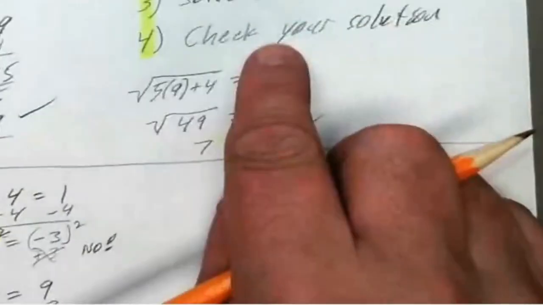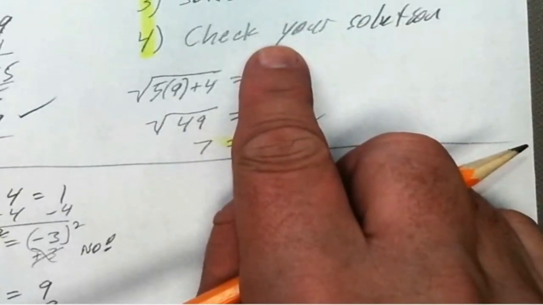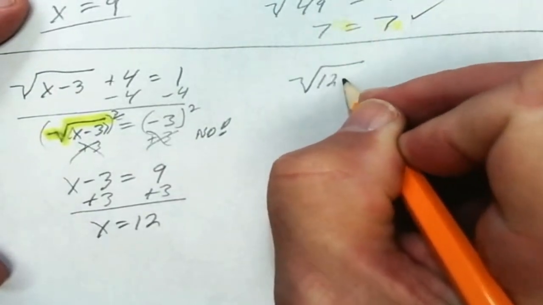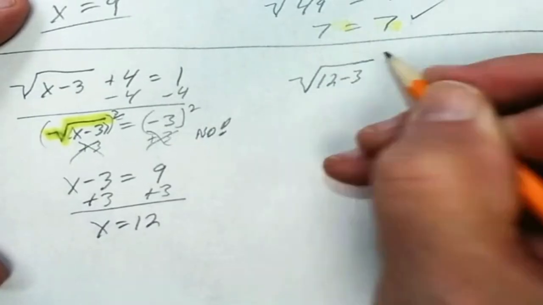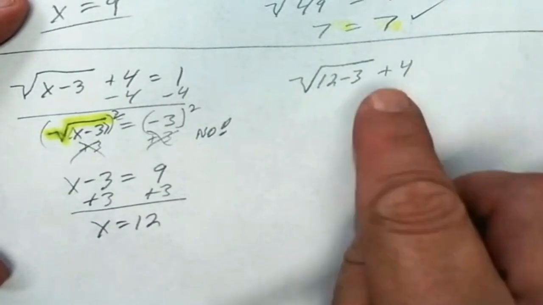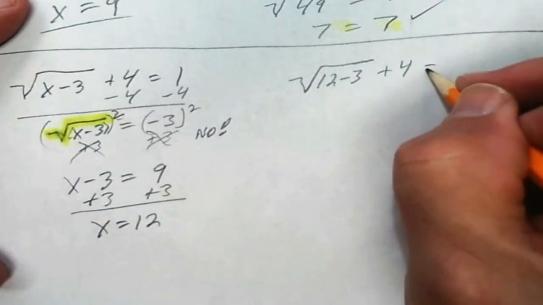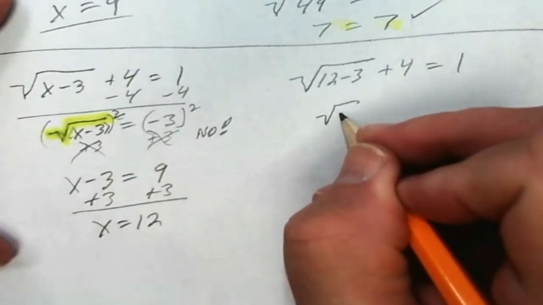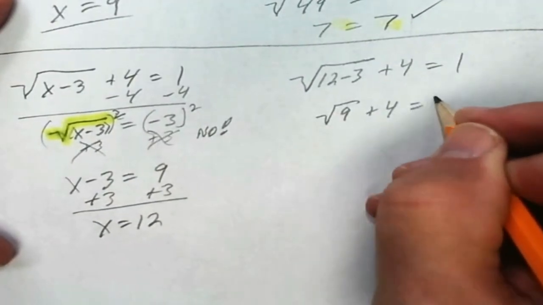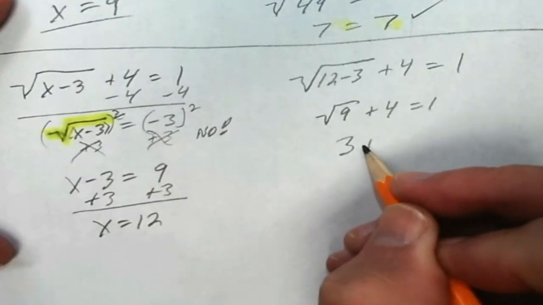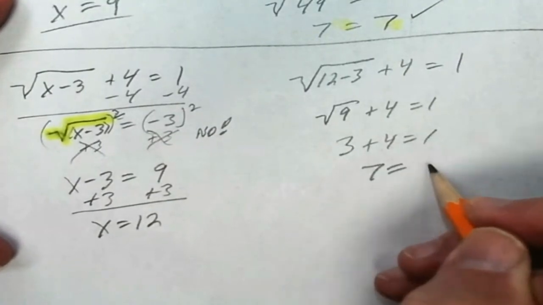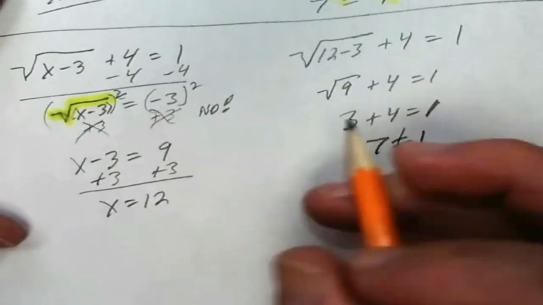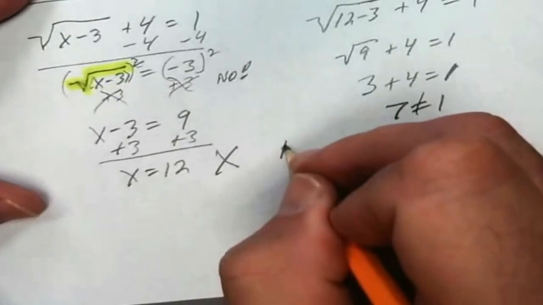Now that important step 4, check your solution. So if we go back to our original equation and put 12 minus 3 all under the radical, plus 4 not under the radical, equals 1. 12 minus 3, that's the square root of 9, plus 4 equals 1. Square root of 9 is 3, plus 4 equals 1. What? No solution.